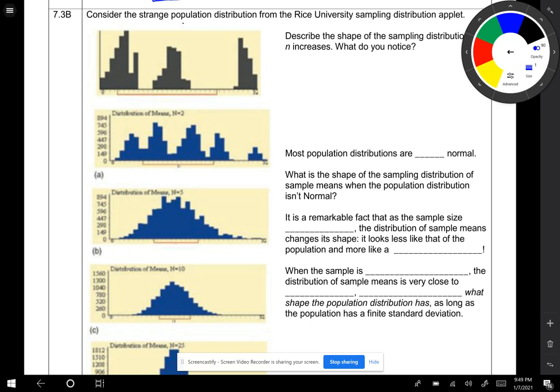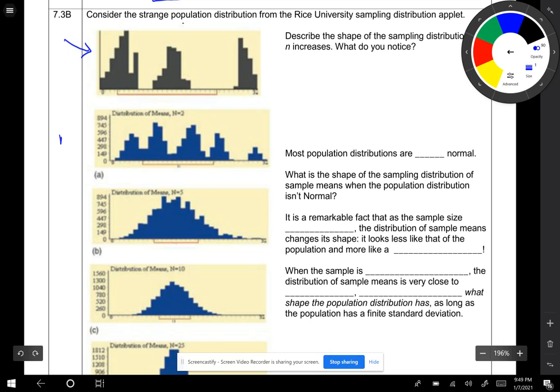Consider this strange population distribution from the Rice University Sampling Distribution Applet. Describe the shape of the sampling distributions as n increases. What do you notice? So if you look at the original population distribution, it's really strange looking. And then you have these various sampling distributions as n increases.